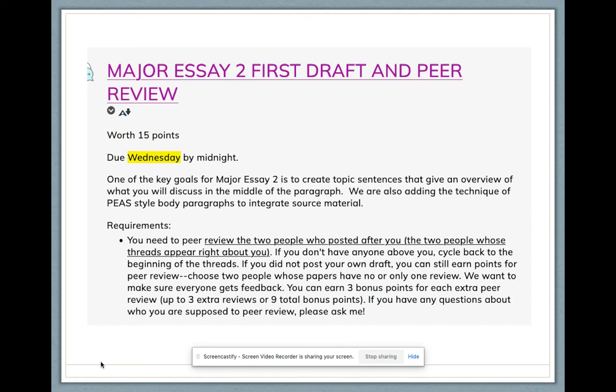But one of the main things I wanted to go over here is that a key goal we're working on is that creation of the topic sentence that gives an overview of the paragraph. And since we're adding source material now, as you're looking at people's papers, be making sure that what they're talking about in their topic sentence is also reflected in some way in their evidence, because this is a new way that things can get a little bit scattered.